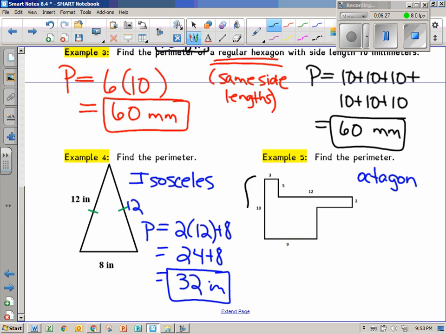So if this whole side over here is 10, and from here to here is 5, well, then that leaves 5 more, and we've got 2 here. So 5 and 2 takes up 7 of this 10. So this piece must be 3.